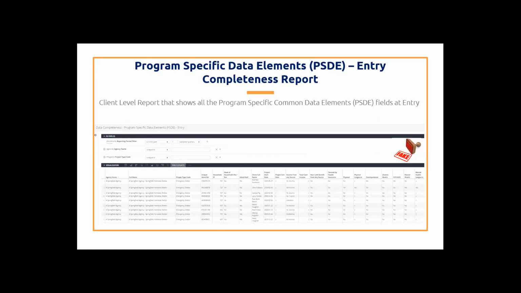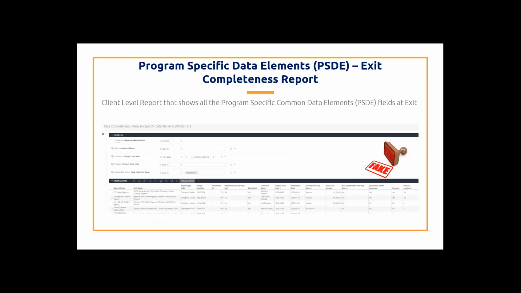Okay, so now let's take a look at the second one, the program-specific data elements at entry. These reports show the client's responses to the project entry questions. So all of these fields are located in the enrollment screen of HMIS, very specific here. The same as the previous report, it has the same filter, and also we're looking at fake data here.